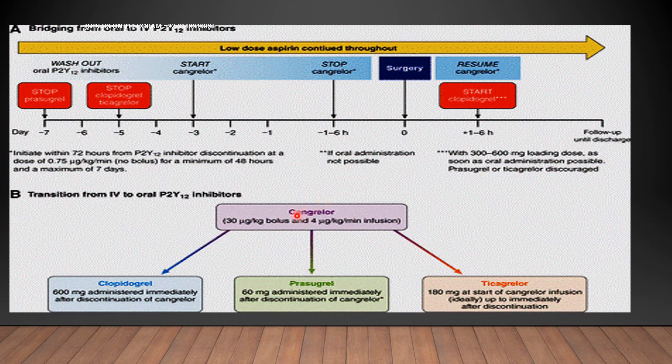We are giving Cangrelor to the patient at a dose of 30 mcg per kg bolus and 4 mcg per kg per minute infusion. Clopidogrel is administered in a loading dose of 600 mg immediately after discontinuation of the Cangrelor infusion. Prasugrel, on the other hand, is administered immediately after discontinuation of Cangrelor in a loading dose of 60 mg, and ticagrelor 180 mg at start of Cangrelor infusion up to immediately after discontinuation.